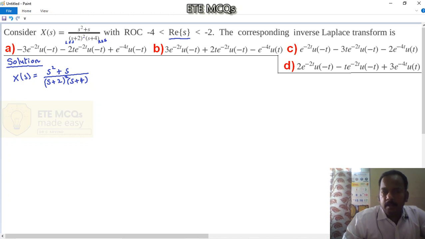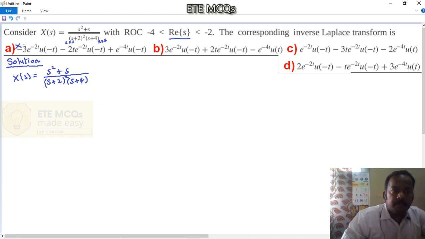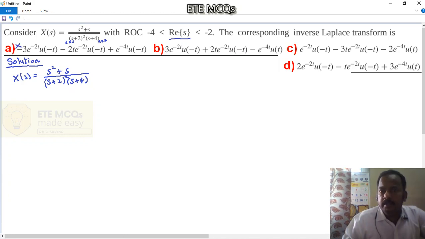Based on this, the solution has both a left-sided sequence as well as a right-sided sequence. In that case, just look at the options directly. You can notice that in option A all three terms correspond to left-sided sequences. So this will not satisfy the region of convergence, and A cannot be your solution. The solution should be one of B, C or D. Now let us go ahead with the problem.